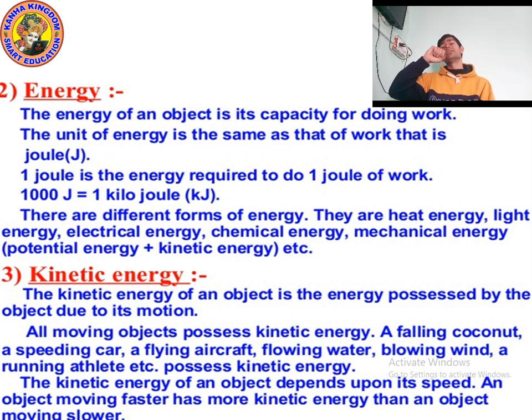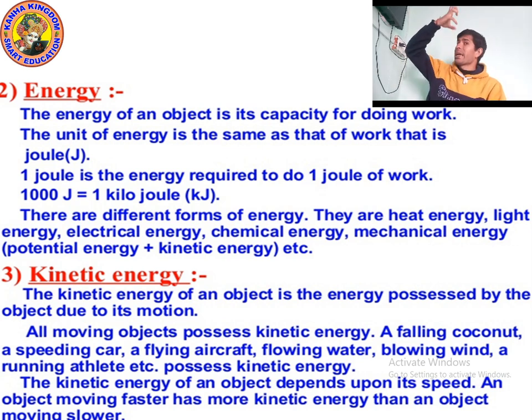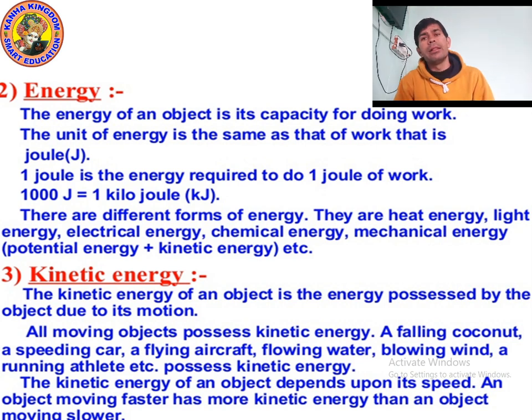For example, suppose you are sitting under an apple tree, and suddenly an apple falls. So the falling apple has kinetic energy, because it is falling due to its own motion. So because of motion, kinetic energy is always generated.